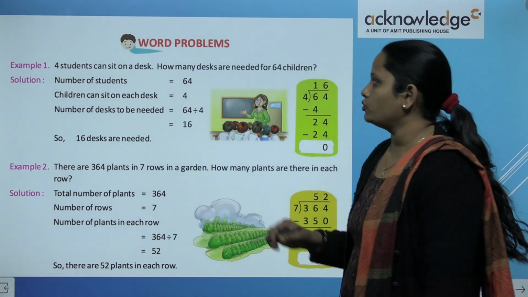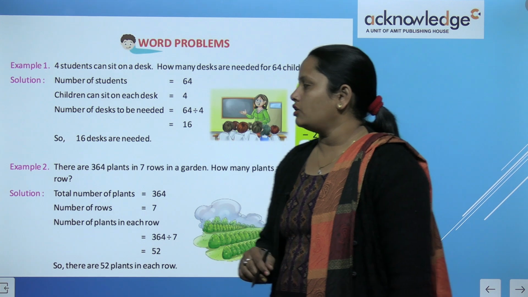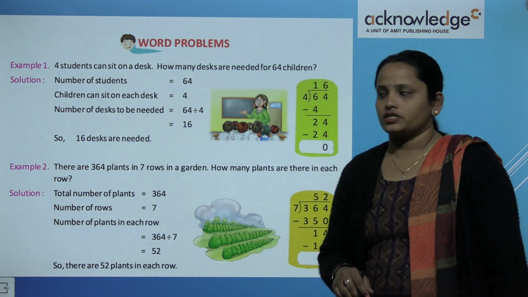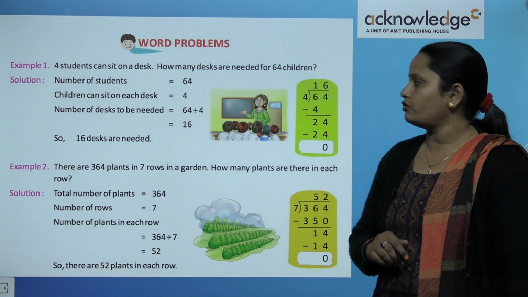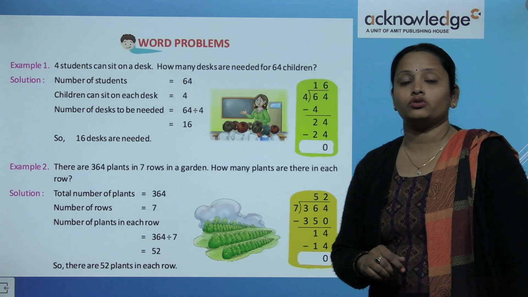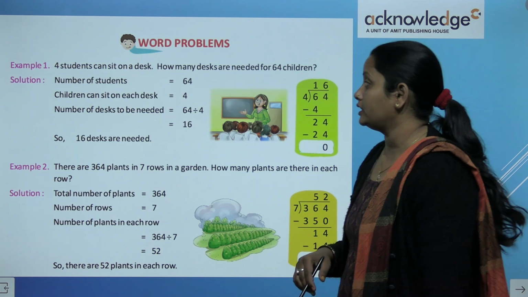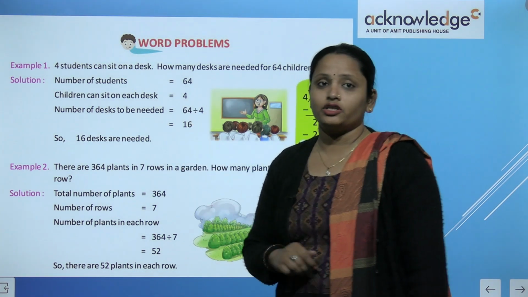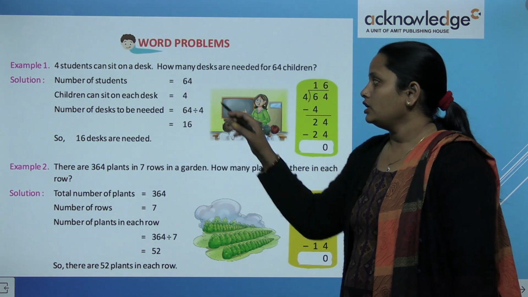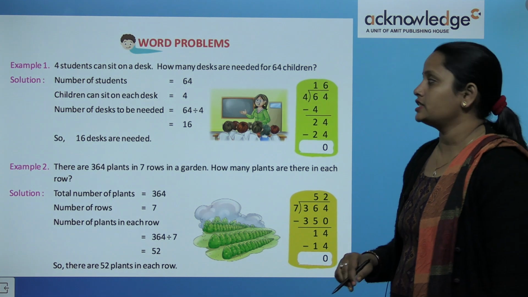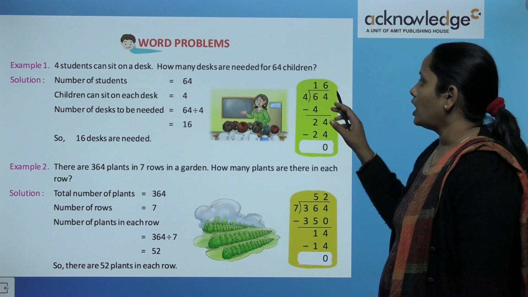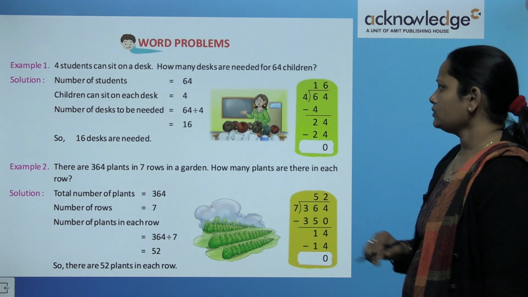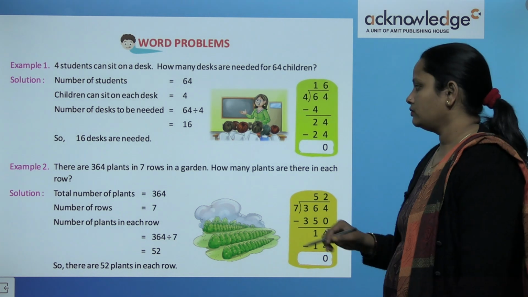Now let's come to word problems. 4 students can sit on a desk. एक desk पे 4 बच्चे बैठ सकते हैं. How many desks are needed for 64 children? 64 children को एक क्लास में बैठाना है, तो हमें कितने desks चाहिए? So we have the total number of students as 64. Number of children that can sit in one desk is 4. तो हम 64 से 4 को divide कर देंगे and on division we get 16 as the answer.